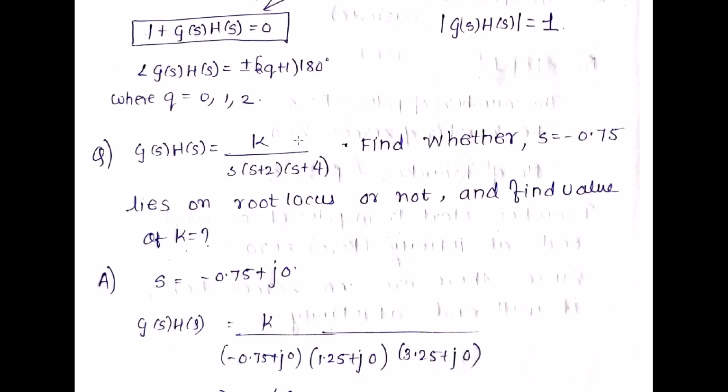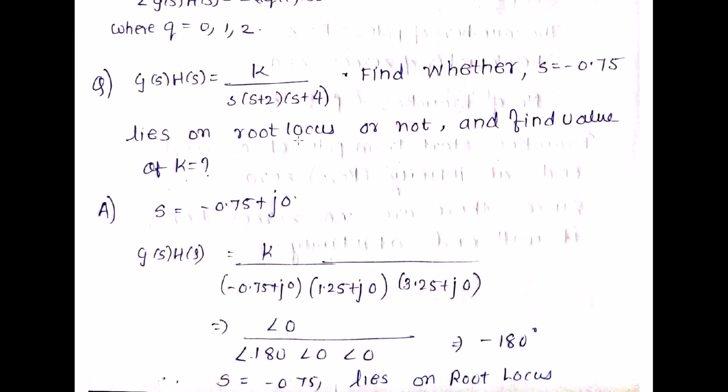So what does the numerical say? There is a G(s)H(s) which is given as K upon s(s+2)(s+4). Find whether s equal to minus 0.5 lies on the root locus or not, and find the value of K. So how do I first find out whether the value of s lies on the root locus or not?